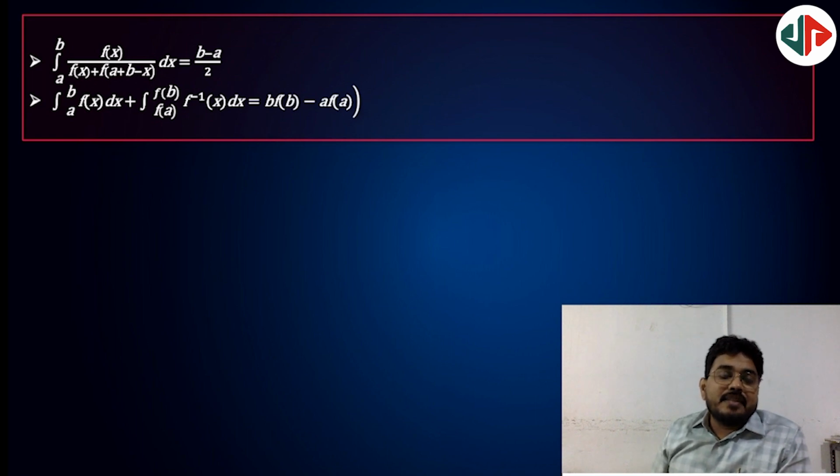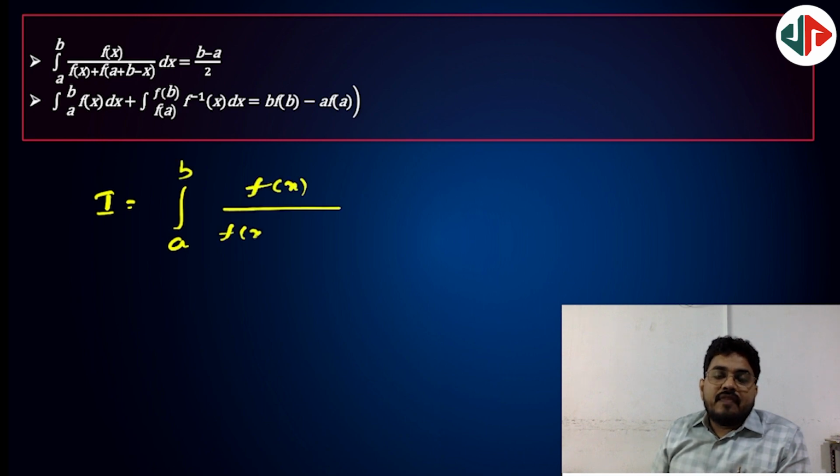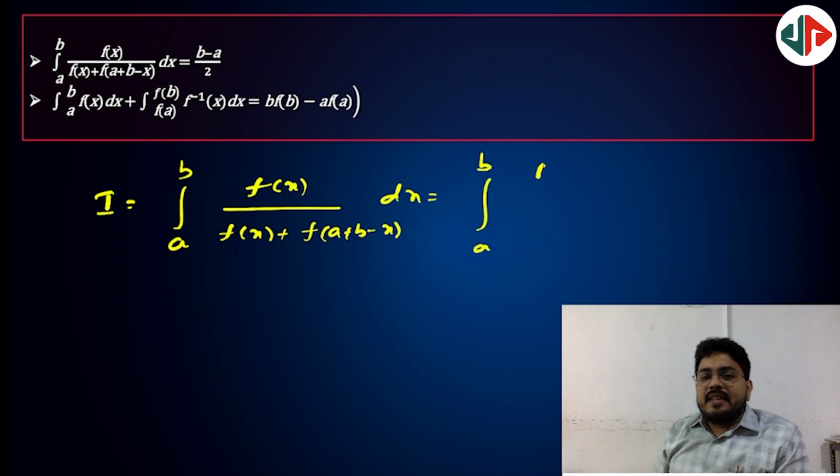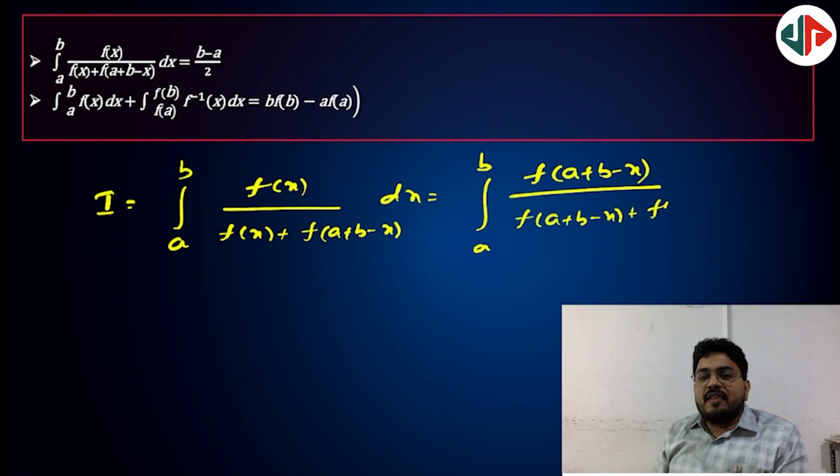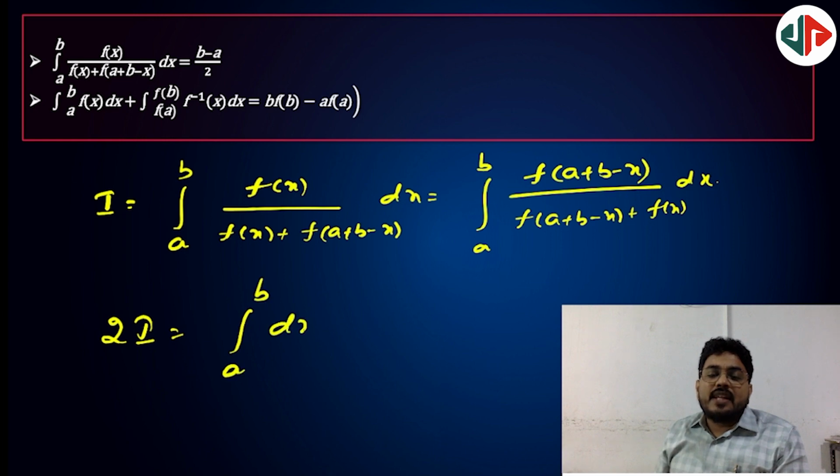These are very simple. If you take I is equal to integral a to b of f of x by (f of x plus f of (a plus b minus x)) dx, what is this one? Integral a to b, this value will be f of (a plus b minus x) by (f of (a plus b minus x) plus f of x) dx. Now what is 2I? You add up this one, integral a to b dx will come, so b minus a will be the answer. So I is equal to (b minus a) by 2.